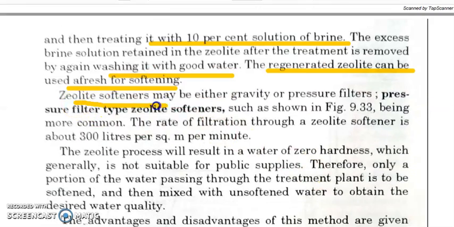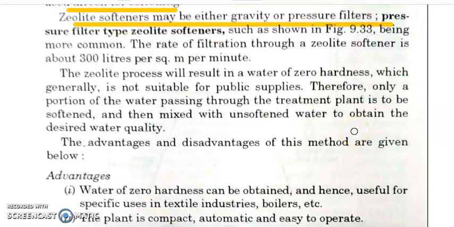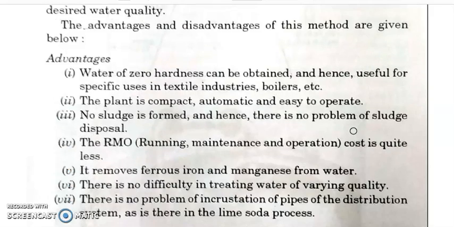Now these zeolite softeners can either be gravity filters, or they can also be like pressure filters, right? Now there are some advantages and disadvantages in the method. The advantage is that water of zero hardness is obtained, right? All the calcium and magnesium is completely replaced by the sodium. Therefore you will remove all the hardness causing salts from the water, and you will get zero hardness.